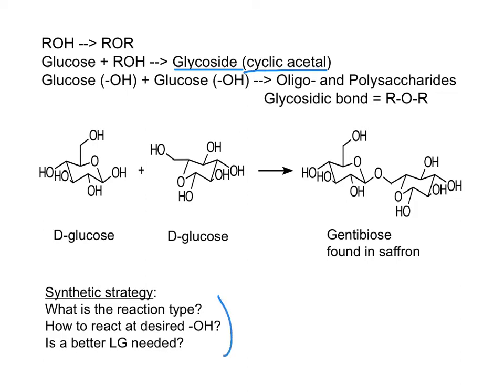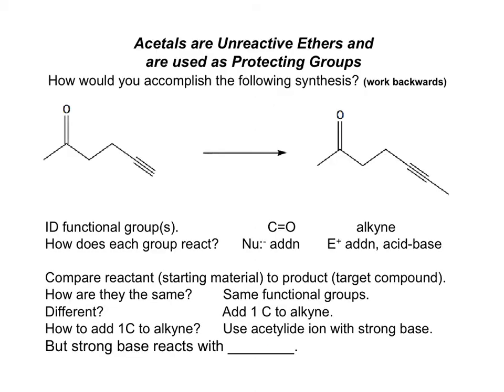So the reaction type is a substitution reaction. To react the desired OH, an enzyme is needed. And remember that OH is a poor leaving group, so a better leaving group is needed for the substitution reaction. Ethers are unreactive, which is the reason they're used as solvents.